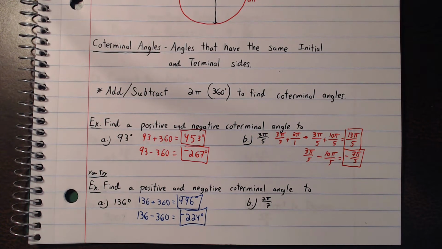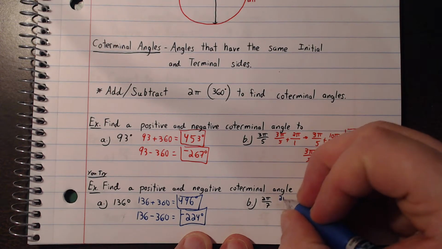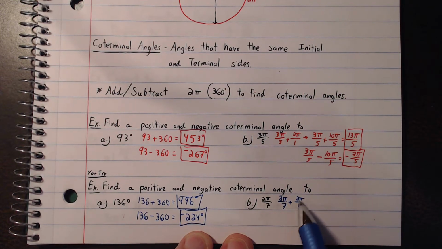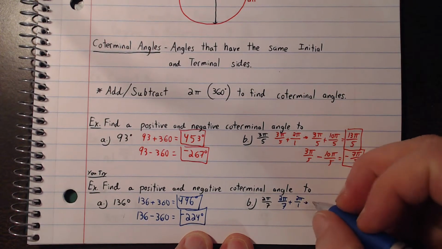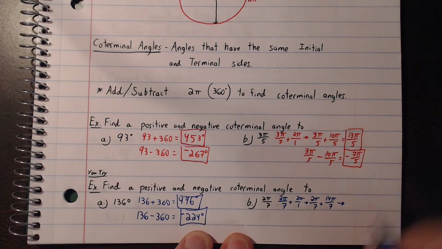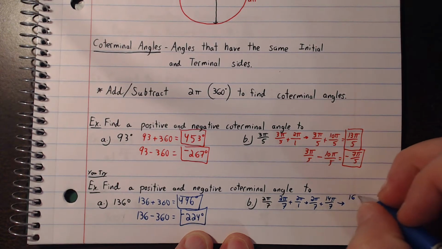Then we have radians, right? 2 pi over 7 plus 2 pi over 1. I have to multiply this whole thing by 7 over 7, so that gives us 2 pi over 7 plus 14 pi over 7. 2 and 14 is 16 pi over 7.